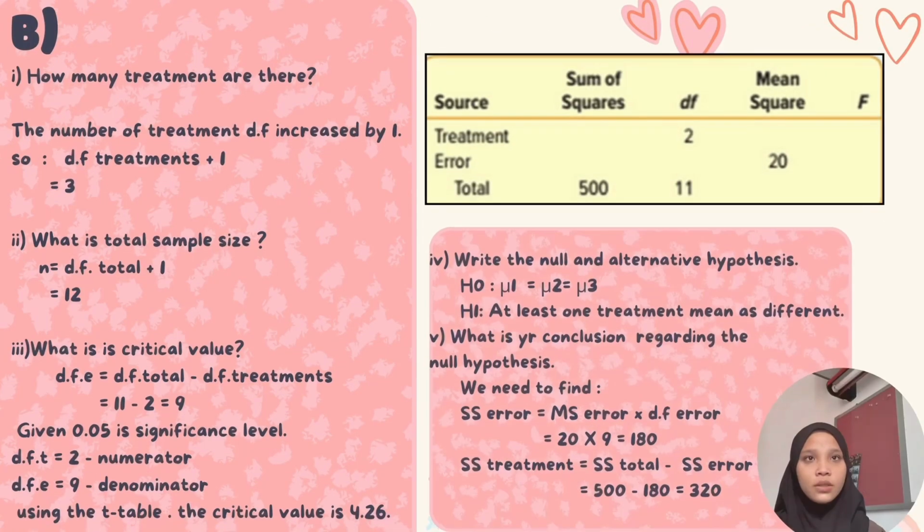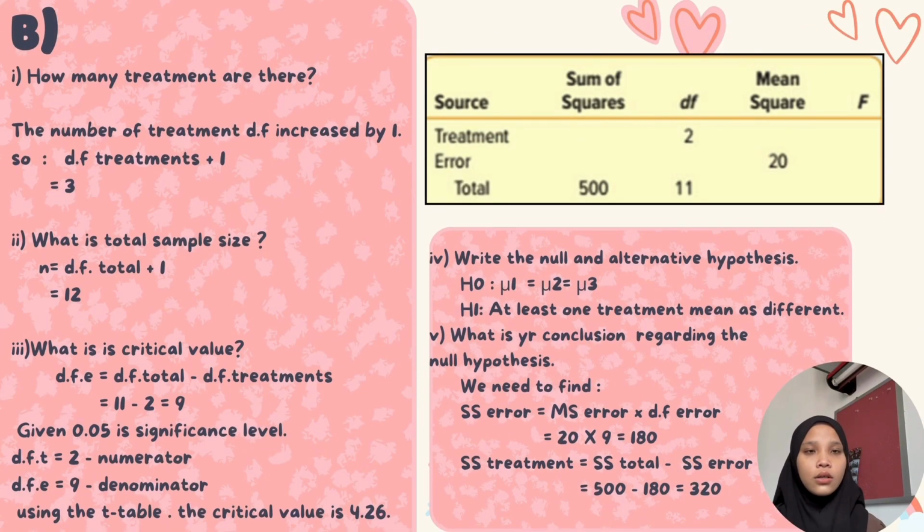Treatment degrees of freedom increased by 1. So degrees of freedom treatment plus 1, so the answer is 3. Question 2. What is the total sample size? N is equal to degrees of freedom total plus 1. So we get the answer is 12.